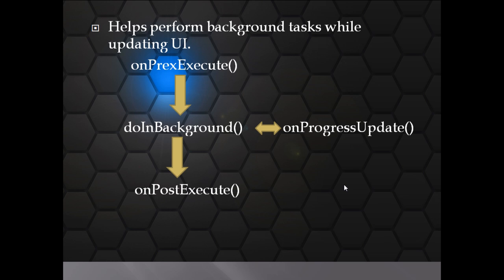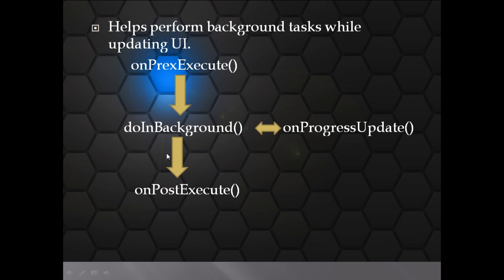AsyncTask, we've said, lets us perform tasks while updating the UI, but it has a couple of methods, four of which are very important. The onPreExecute method is normally called just before the doInBackground method is called. So, let's say you are writing code that makes use of an AsyncTask. Before the work begins, you can do something in onPreExecute, then the heavy work is done in the doInBackground method.